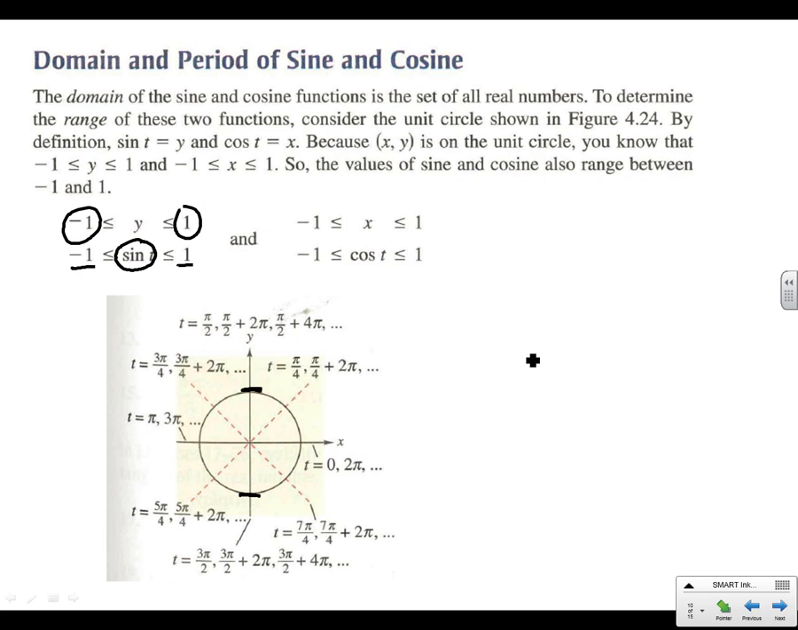And so the same thing works for the range, the output of cosine, because cosine is x. What's the biggest x you could get? The biggest x you could get is 1. So sine and cosine are always going to be in between or equal to negative 1 and 1.